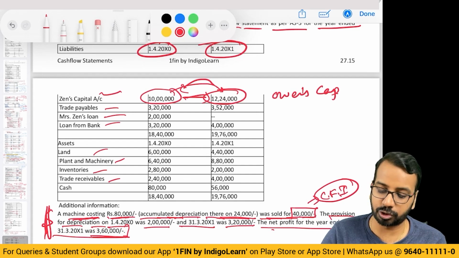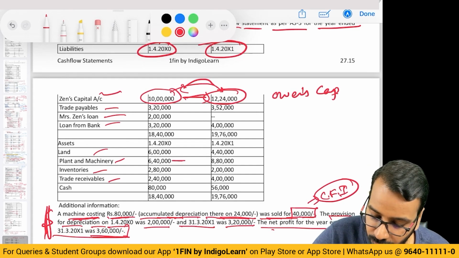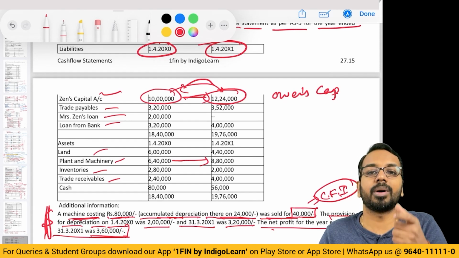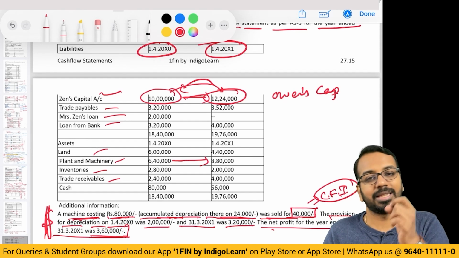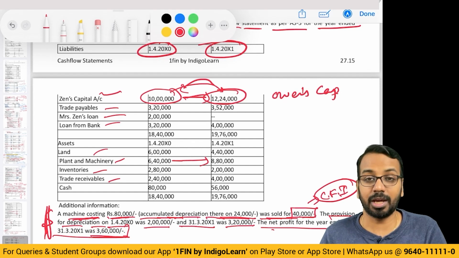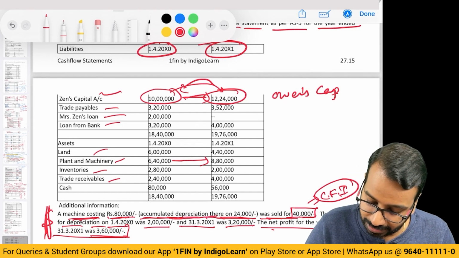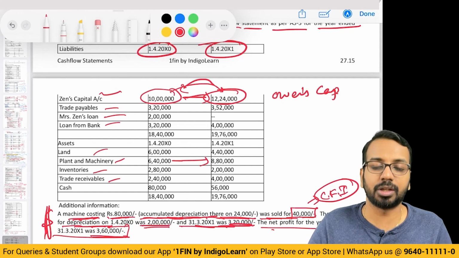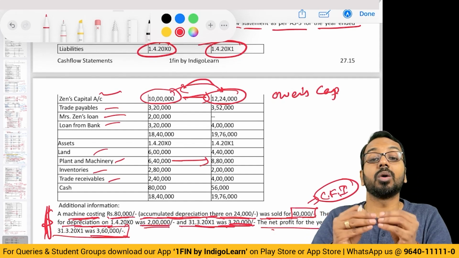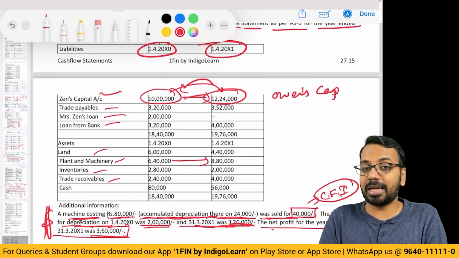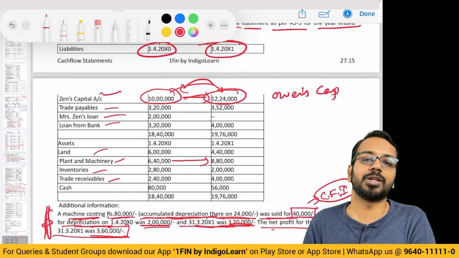Then I also need to check, because there is a movement from 640 to 880, whether there is any other purchase of machinery that also needs to be figured out. So that is how we have to work this out. Whenever you have information on accumulated depreciation, like opening balance 2 lakhs and closing balance 3,20,000, we have to calculate gross block and accumulated depreciation separately and understand whether there has been any further purchase of machinery.